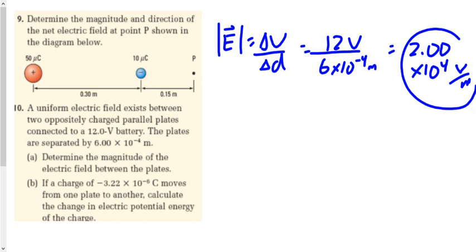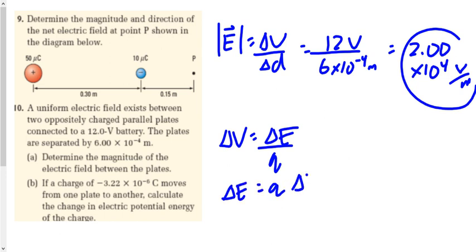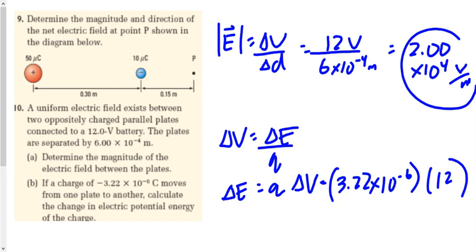And B, oh, this is a similar question that we had from that other one. If this charge moves from one plate to the other, calculate the change in electric potential energy. So we're going to say, once again, delta V is equal to delta E over Q, which is that equation we saw yesterday. Delta E is equal to Q times V. So the charge here, we drop the sign of the charge. We always do when we plug it into an equation. Times the potential difference, times 12 there. So multiply those two numbers together, whatever we get there.